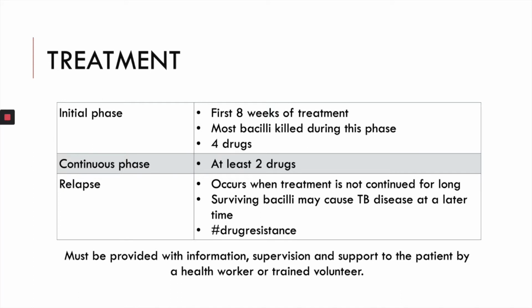And lastly, if a person does not continue with the whole course of medicine, the person may have a relapse. Relapse happens because there are some bacteria still left in the body of the patient. And during this phase, there might be drug resistance occurring in those bacteria present in the human body. Therefore, a patient must be provided with information, supervision, and support by a health worker or a trained volunteer.